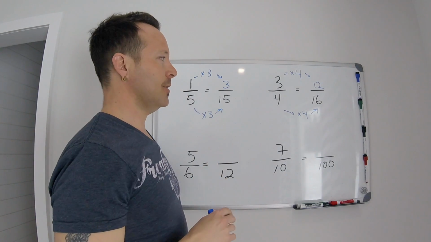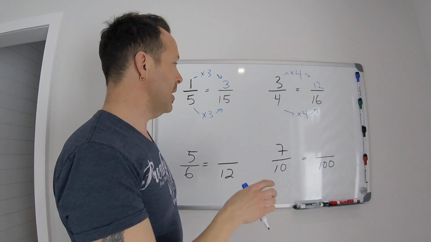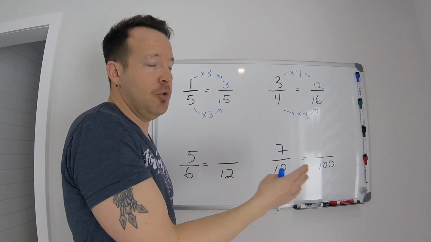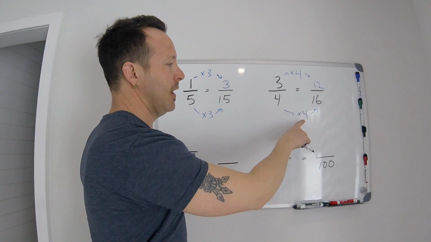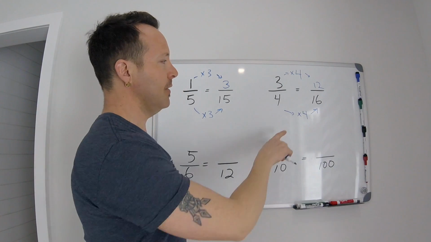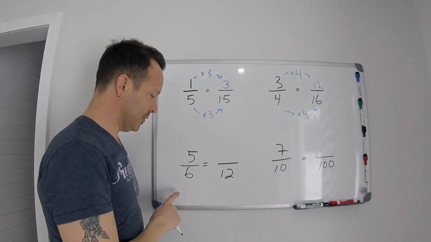So while we're doing this, picture this as a picture, or draw it. Maybe draw these out if you want to prove that this is correct. But this is how we do this by using multiplication and this little trick of doing the same thing to the top and bottom. Now, let's look at this one.